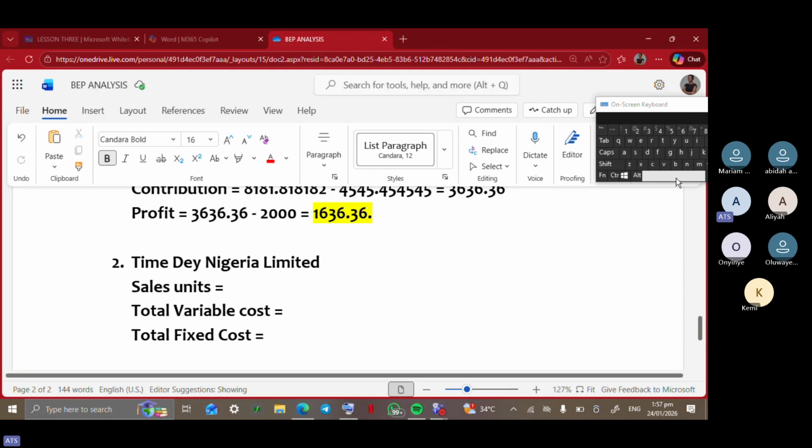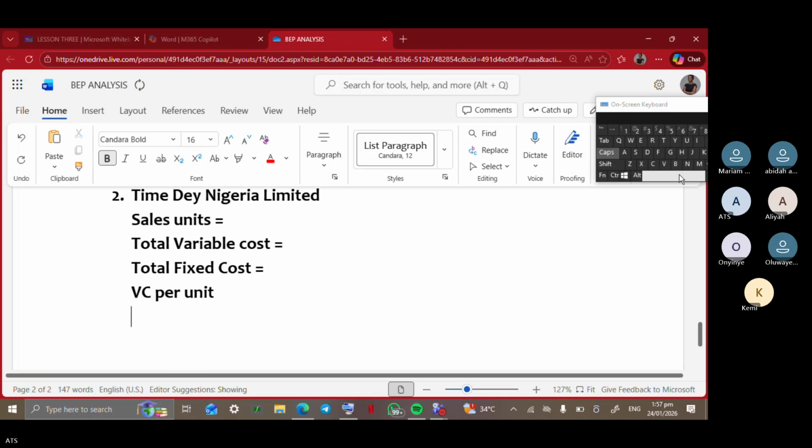We don't know how many units we sold during the year. They did not tell us. But we were given some variables that you can use to get those. So you first bring out all these things before you can start and say, okay, what is my break-even point? What is my margin of safety and things like that. So let us start. Let's look for how many units.